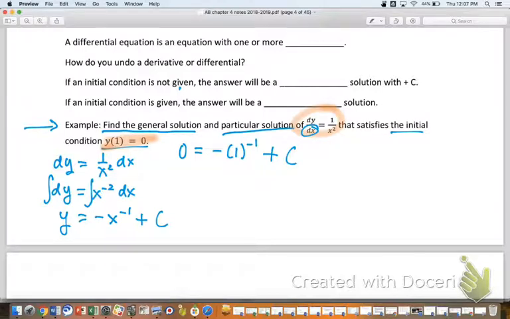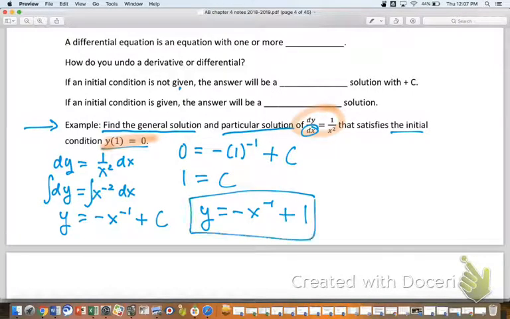It's actually really easy to solve for c now, isn't it? So you end up with 1 equals c. And then to write your particular solution, you would just rewrite your general solution, except instead of having a c, we put what the c is. It's plus 1. So this would be my particular solution. This would be my general solution.